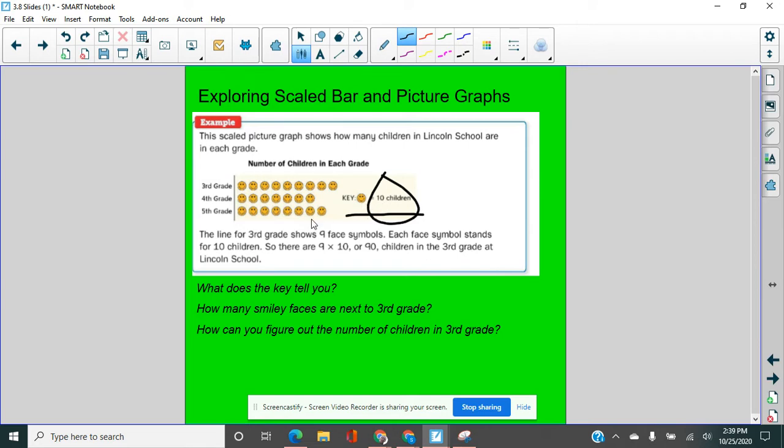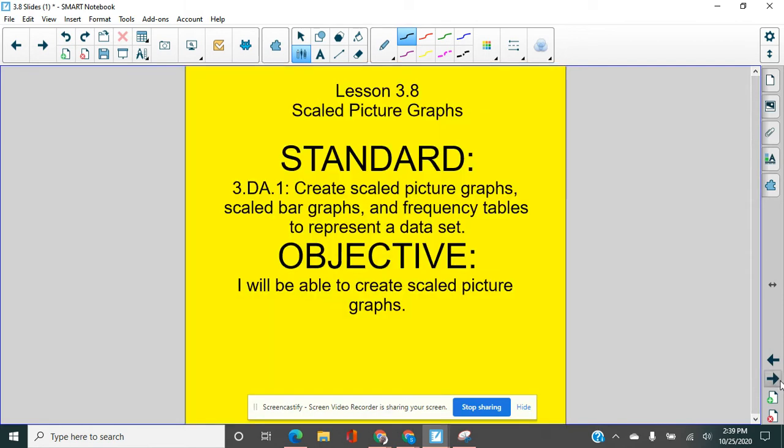What about fifth graders? How many fifth graders are there in this school? You should have said 80. Why is it 80? Okay, it's 80 because there's eight faces. Each one counts for 10. You could count by tens, or you could do 8 times 10, right? That is a method that you can use. So this is a scaled picture graph.